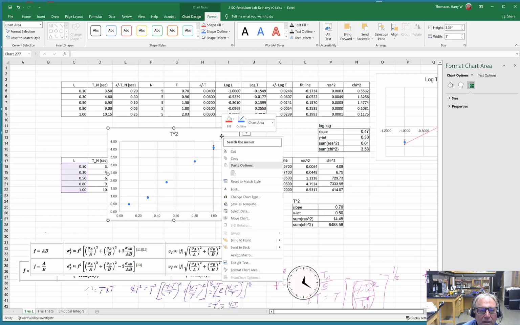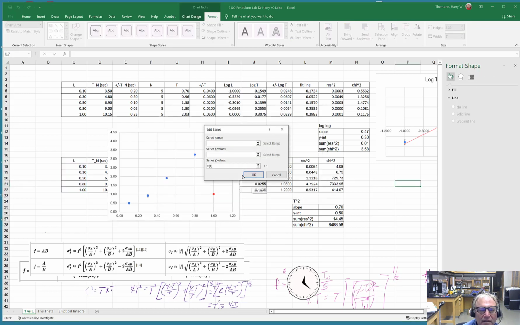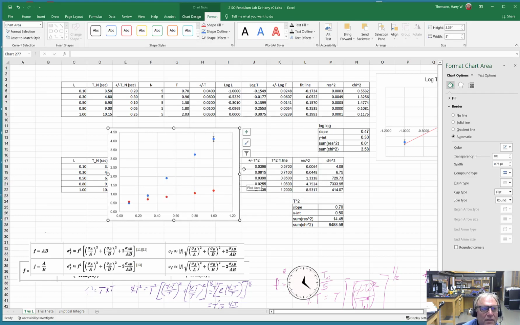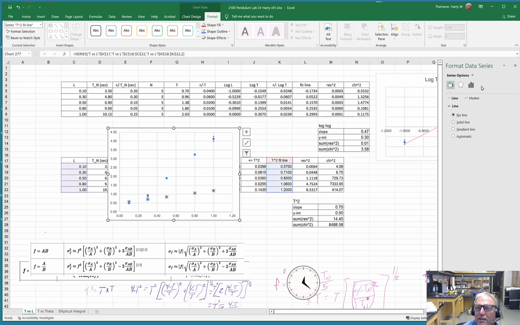All right, now we want to add the fit line. Select, add, and that's the t squared fit line. And the x values are the lengths, and the y values are the t squared. Oh no, the fit line. Nice. Okay.